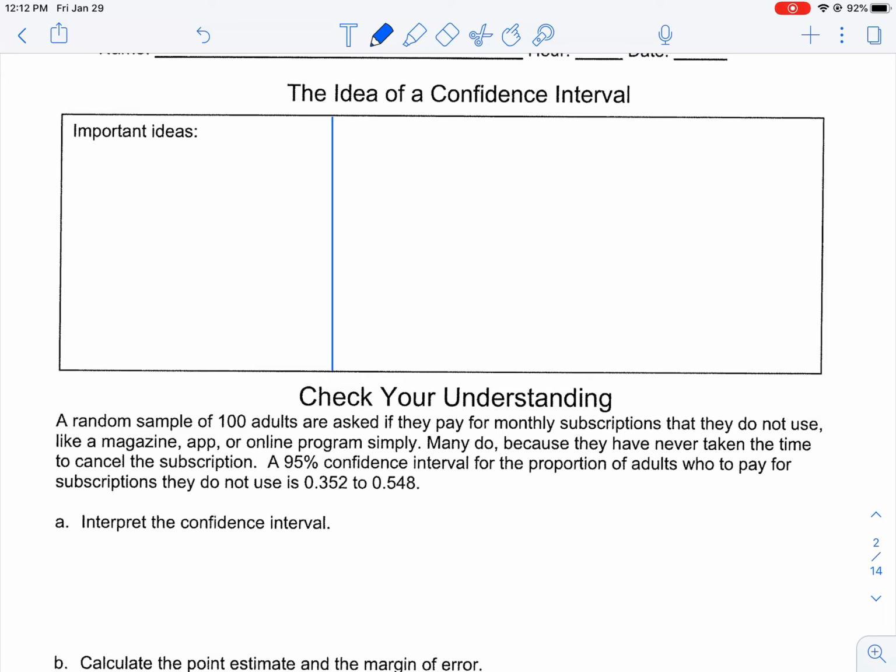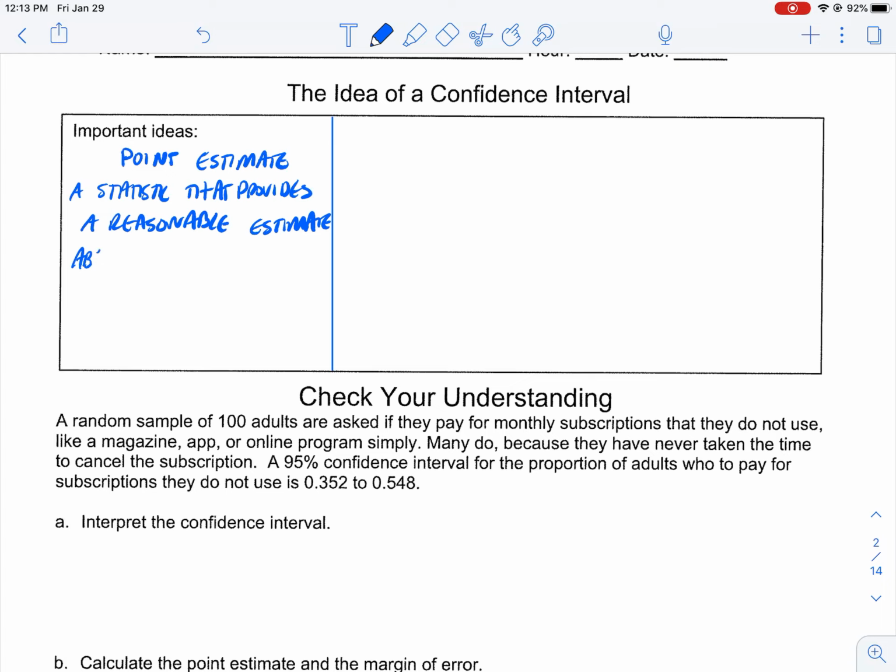You're going to divide this box in thirds. The first third is going to talk about what a point estimate is. A point estimate is a statistic that provides a reasonable estimate about the population parameter.